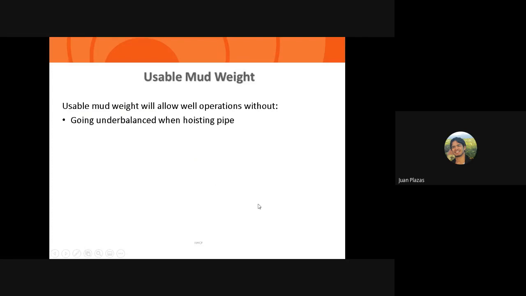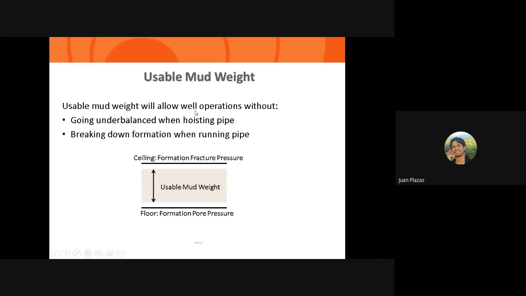Okay. So formation pore pressure and fracture pressure define our usable mud window, which is our mud weight. Our usable mud weight is limited by the formation fracture pressure, the ceiling, and the floor is given by the formation pore pressure. It is the mud weight we can use to keep all operations safe, preventing going underbalanced, below formation pore pressure. Too much mud weight could break down the formation, especially when running in hole and creating surge pressure against the formation. So knowing the usable mud weight helps maintain the operation safe.